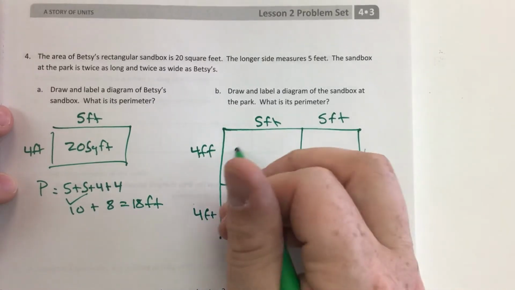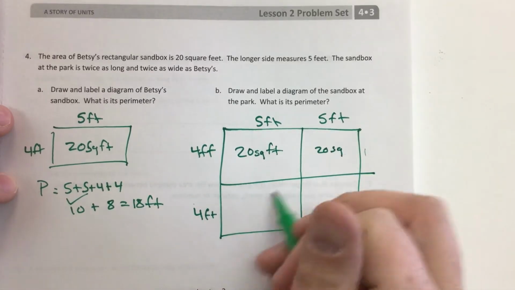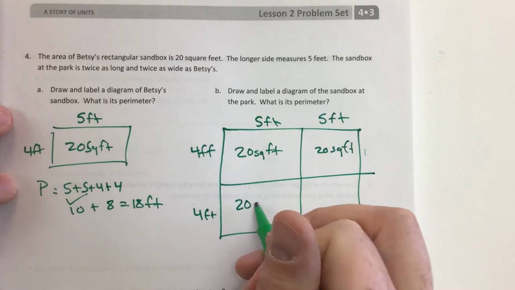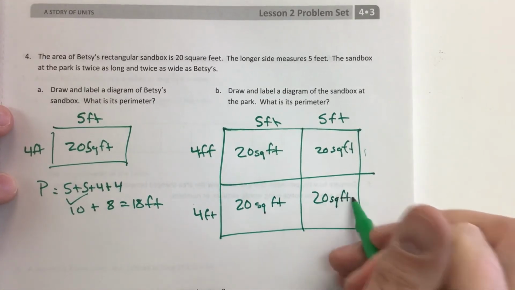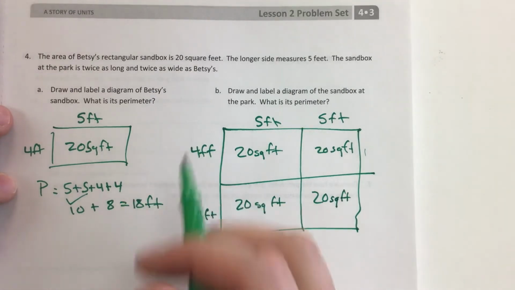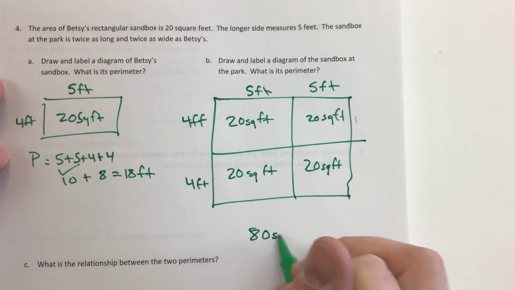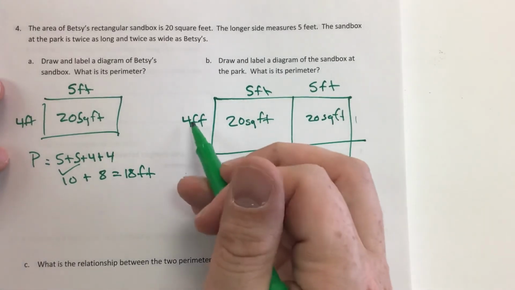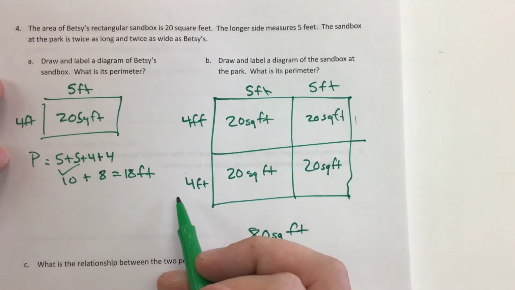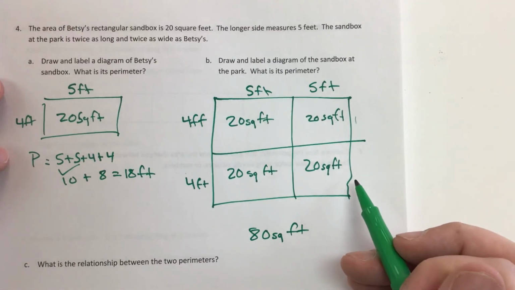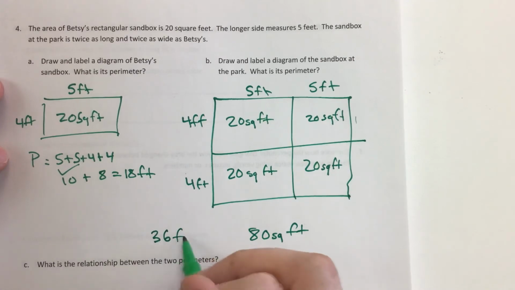Okay? So this would be 20 square feet, 20 square feet, 20 square feet, and 20 square feet. And what's interesting is, from here, we would know that the area would be 80 square feet, whereas the perimeter, 10 plus 10 is 20, plus 8 is 28, plus 8 is 36. So area is 80, perimeter is 36.